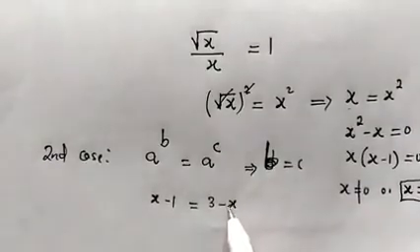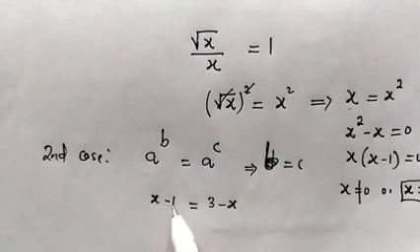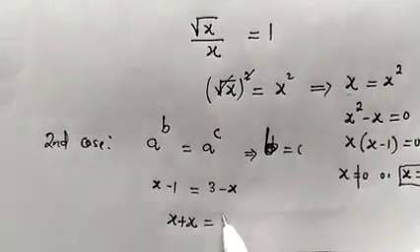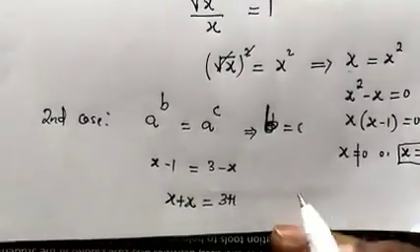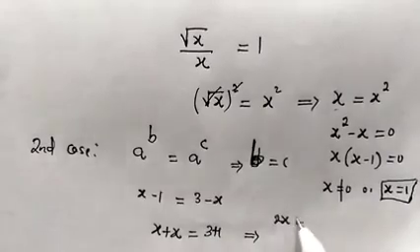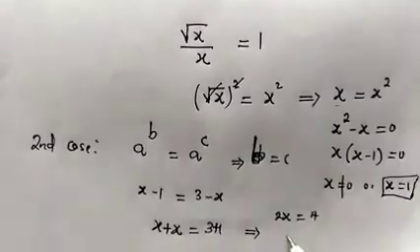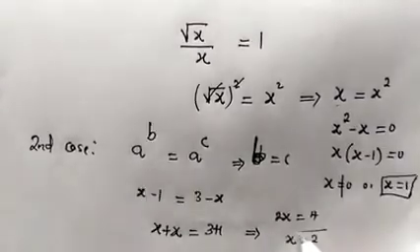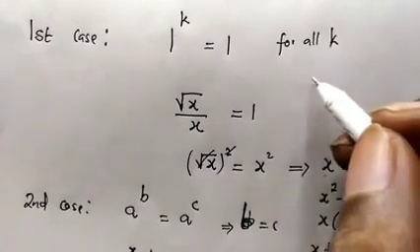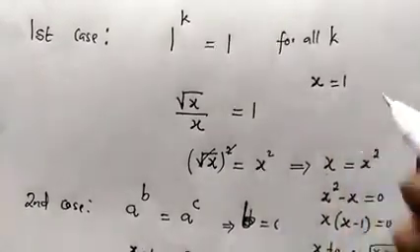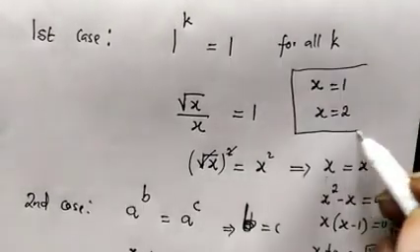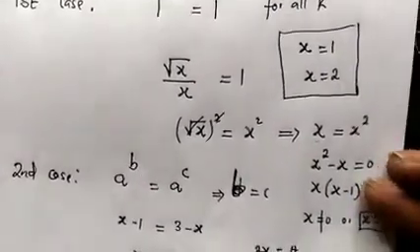If negative x is crossing over, it becomes positive. If this negative 1 is crossing over, it becomes positive. So this is the same as x plus x is equal to 3 plus 1. So from here we have 2x is equal to 4. Divide both sides by 2, we have a solution of x is equal to 2. Now we have the following solutions for x: x is equal to 1 and x is equal to 2, and these are the only real solutions that satisfy the given equation.